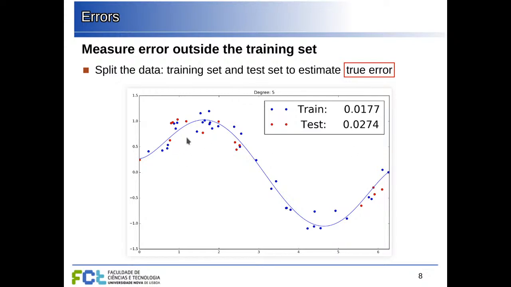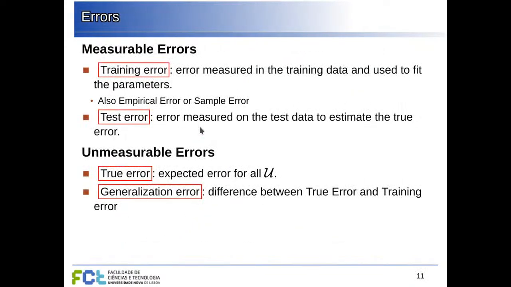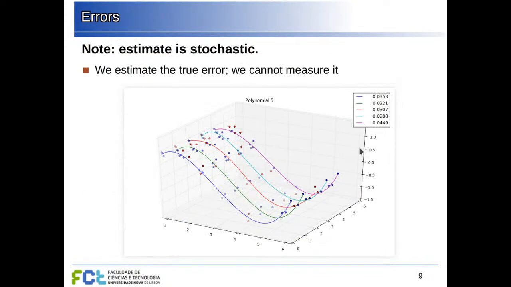In this case, the blue dots were used to train the model, to obtain this hypothesis, this curve here. And then the red dots were used to estimate how well this hypothesis performs outside the training set, to give us an estimate of this true error. Note that we cannot measure the true error. The true error is this expected error, the average error for all the universe of possible points. Since we don't have all the universe of possible points, we cannot measure the true error. But we can do an estimate.